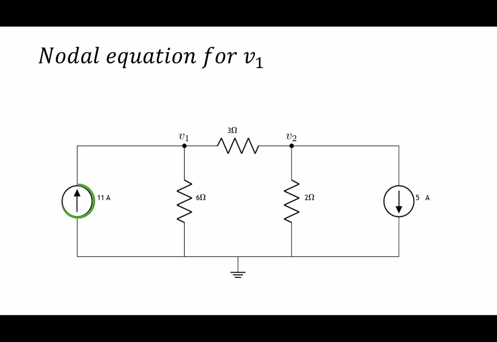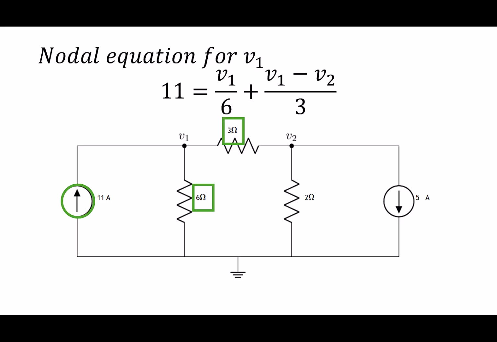We can see we have 11 amps coming into the node. Then we have current leaving the node through the 6 ohm resistor and the 3 ohm resistor, so we'll start our equation as 11 equals. Looking at the 6 ohm resistor, we can express the current leaving the node as V sub 1 over 6. Then, looking at the 3 ohm resistor, the current leaving the node is V1 minus V2 over 3.